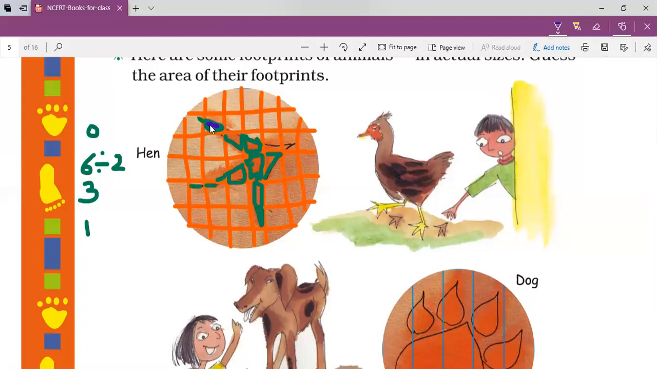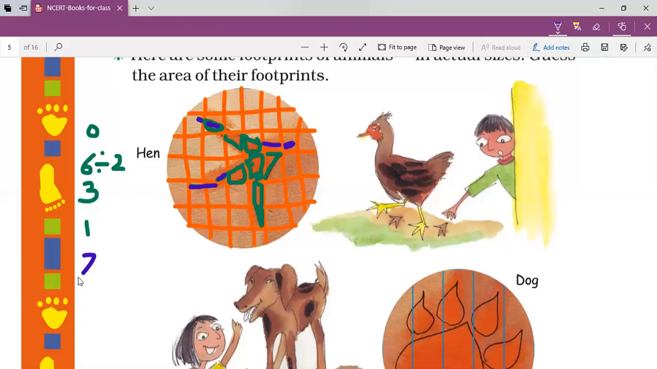Less than, less than, less than. This is less than, then this is less than, this is less than. So how many are less than? 1, 2, 3, 4, 5, 6, 7. There are 7. So if we consider these 7 less-than squares, they will form one square.